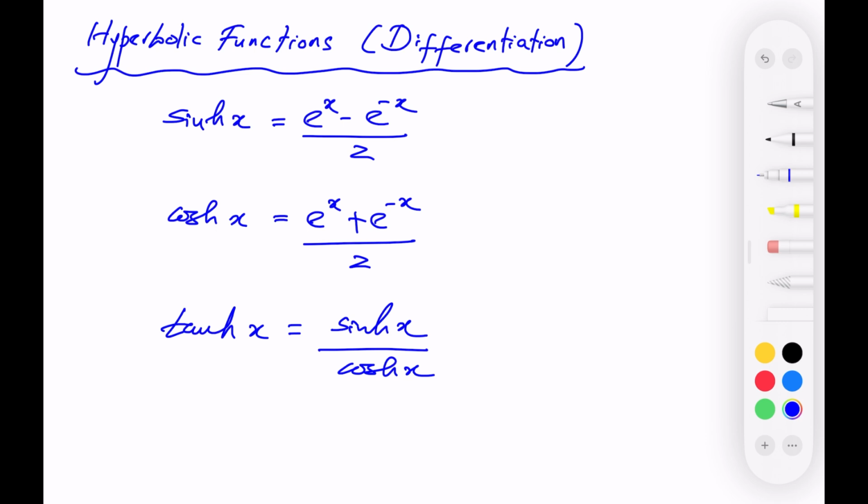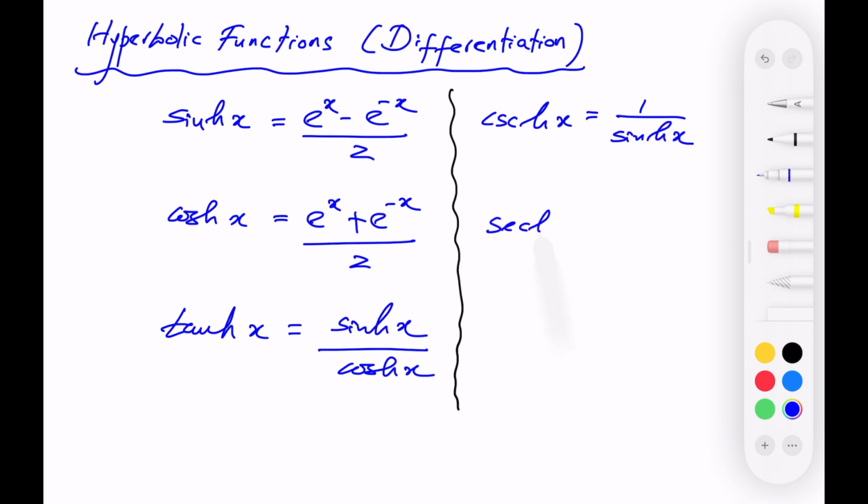And we will also look at the other definitions. We defined cosech x, hyperbolic cosecant function, as 1 over sinh x, 1 over hyperbolic sine x. And then we defined sech x, hyperbolic secant x, as 1 over cosh x, 1 over hyperbolic cosine x. Finally, we defined coth x, hyperbolic cotangent x. It was defined as 1 over tanh x, 1 over hyperbolic tangent x. Using these definitions, we can easily differentiate these functions.